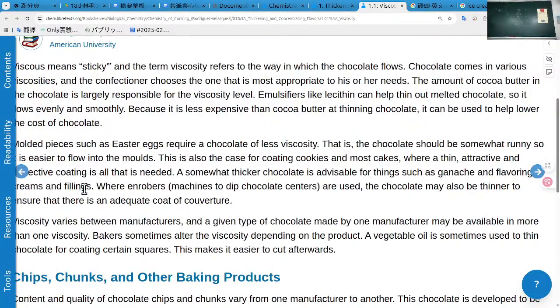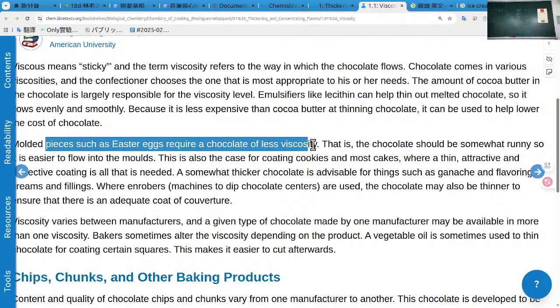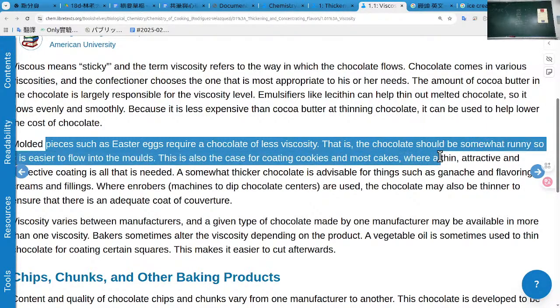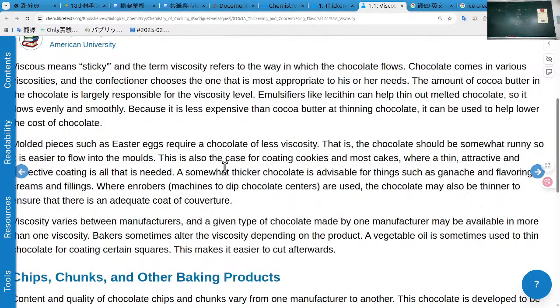Okay, molded pieces such as Easter eggs require chocolate of lower viscosity. That is, chocolate should be somewhat runny so it flows more easily into the molds. I have no plan yet, but in the future, if I have enough time and budget, maybe we can melt the chocolate and pour it into the mold during class time.